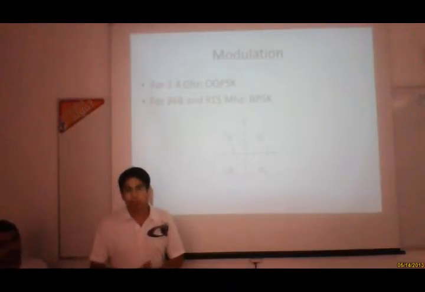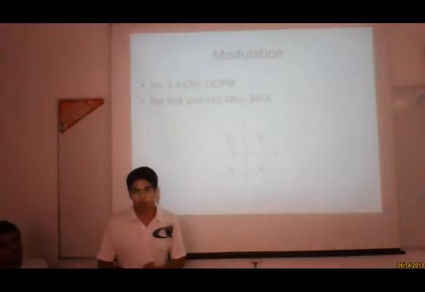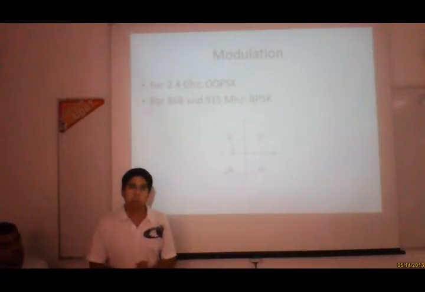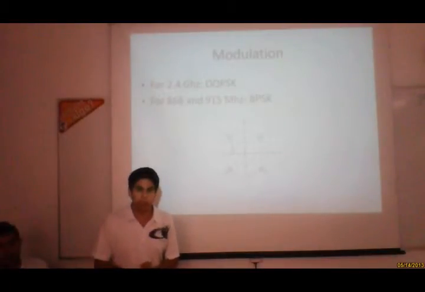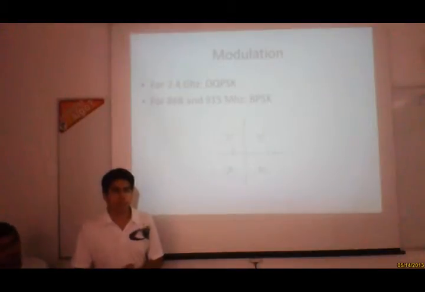So, the modulation. Zigbee works in 2 modulation schemes. The first one is offset quadrature phase shift keying for the 2.4 GHz band, and the 868 and the 915 MHz bands work with binary phase shift keying.